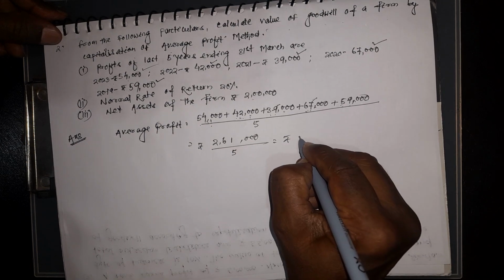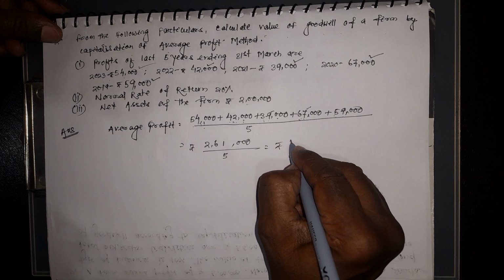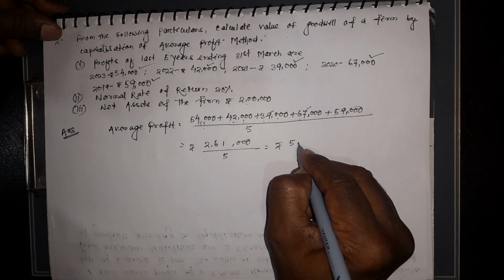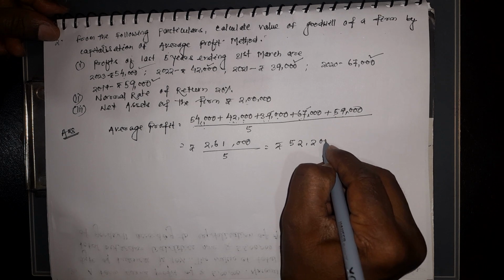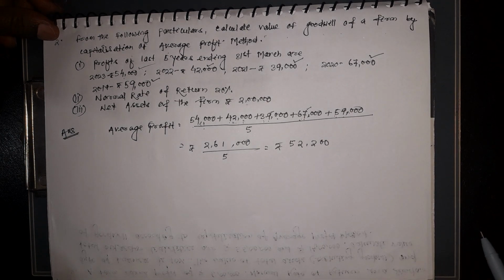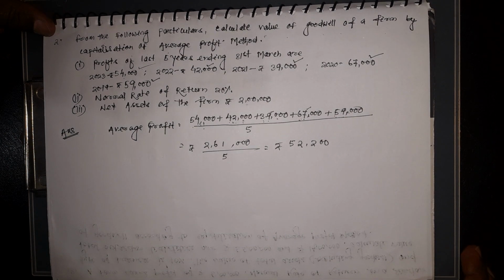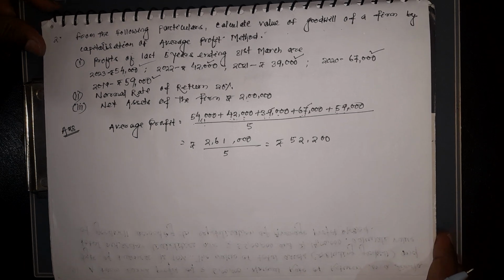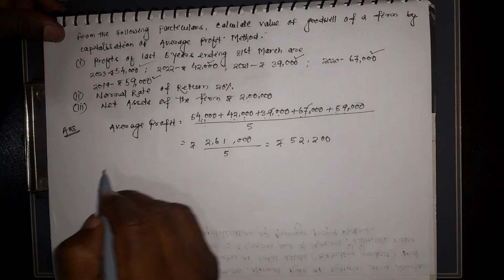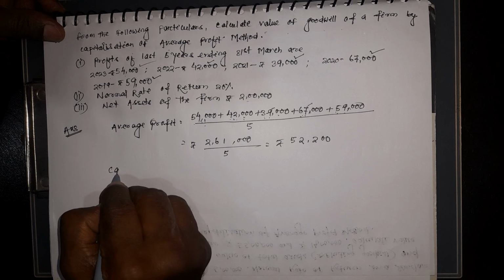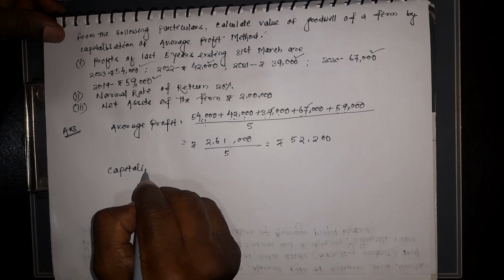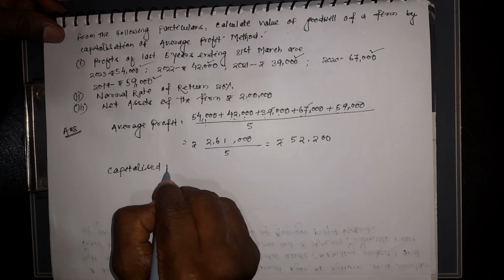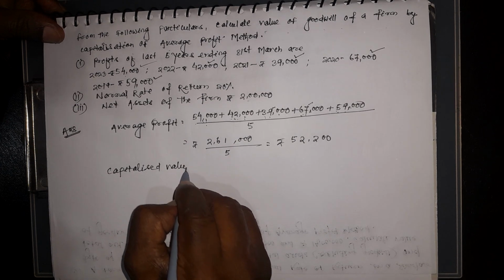It will be how much? 5 into 5, 25, 52,200. Clear? Then we will calculate the capitalized value of business. These are the steps.